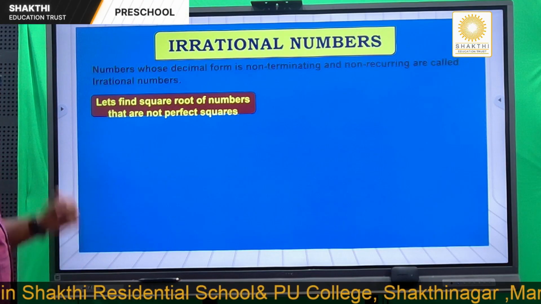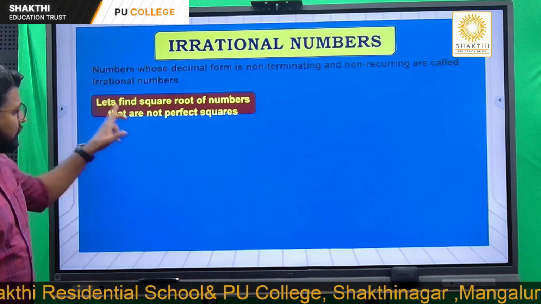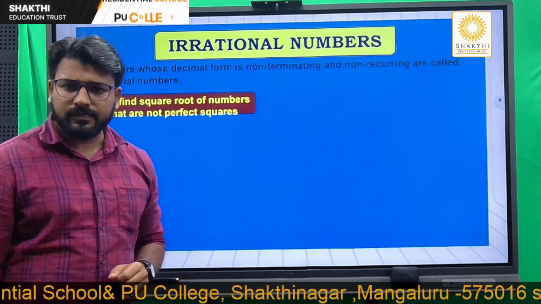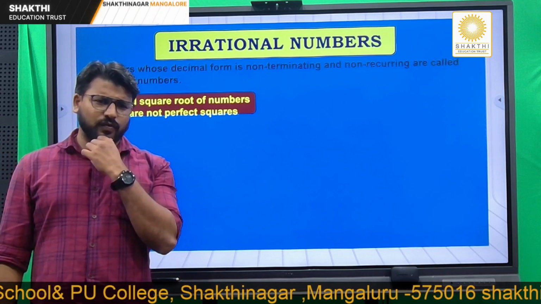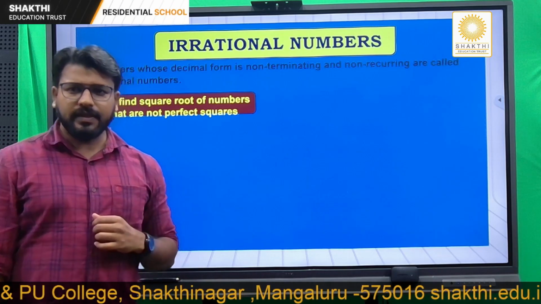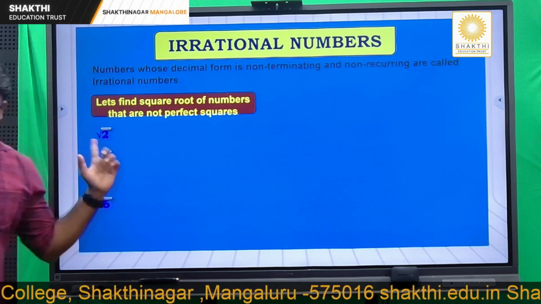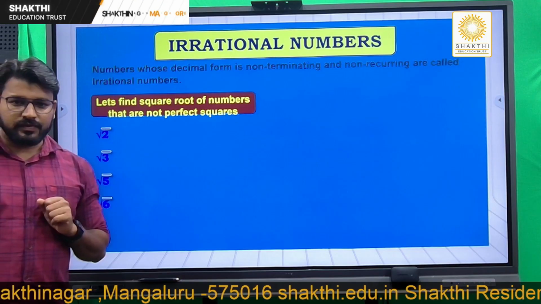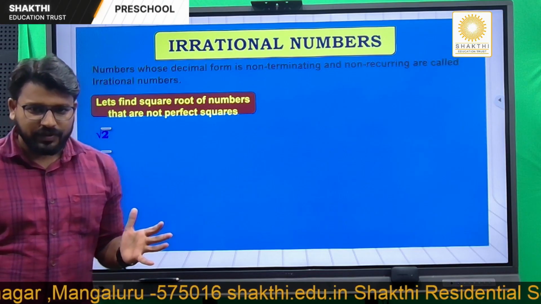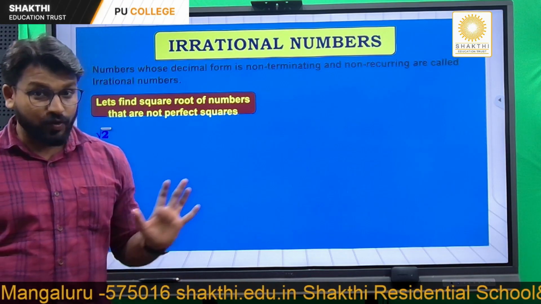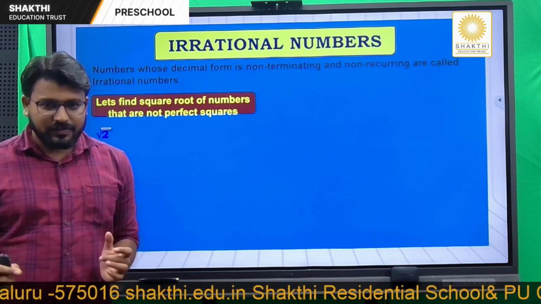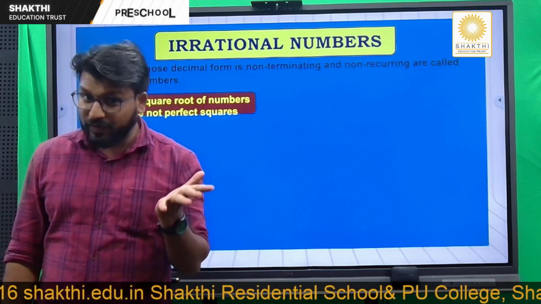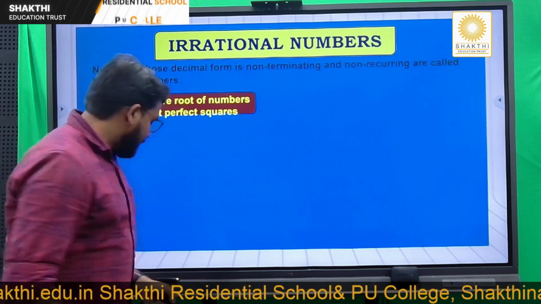Okay, let's see something here. Let's find square roots of numbers that are not perfect squares. Now you'll ask me a question, sir, what is a perfect square? Okay, it goes like this. If I ask you, what is the square root of 2? Some are saying, sir, the answer is 1. No, no, that's not right. If I ask you what is the square root of 4, then you'll say the answer is 2. Absolutely correct. Okay, let me write it for you.